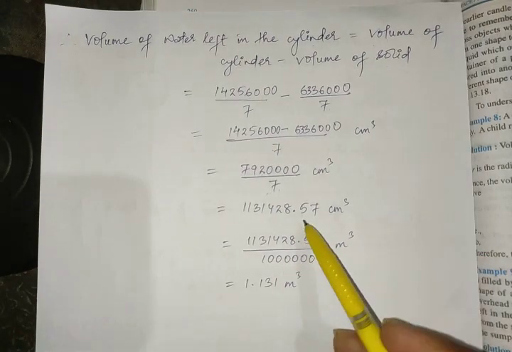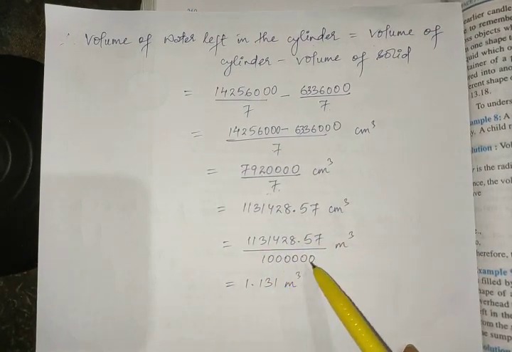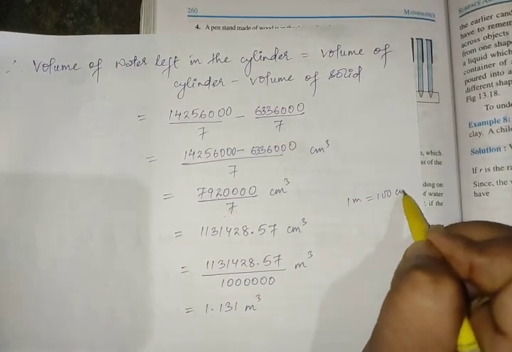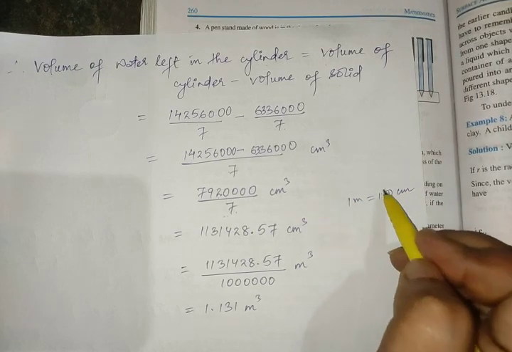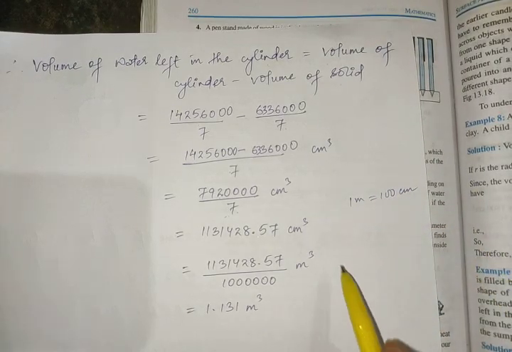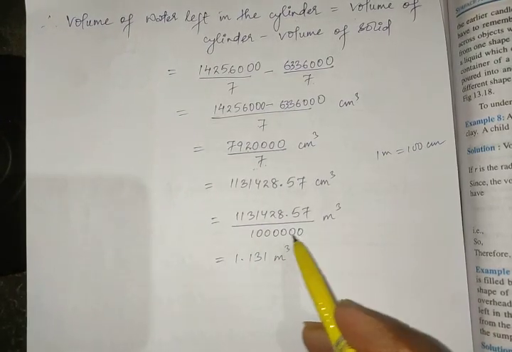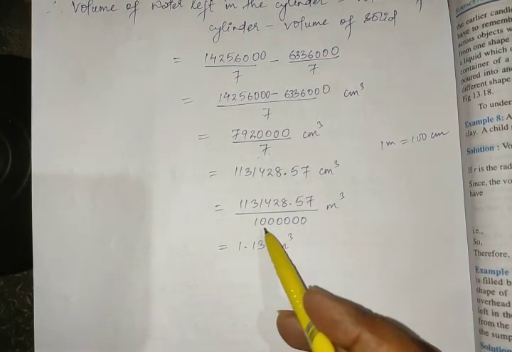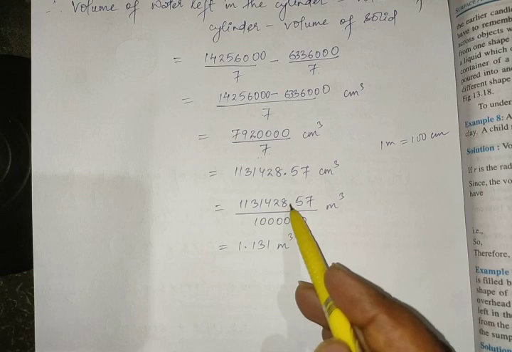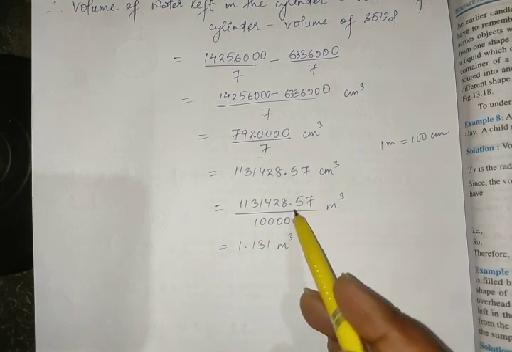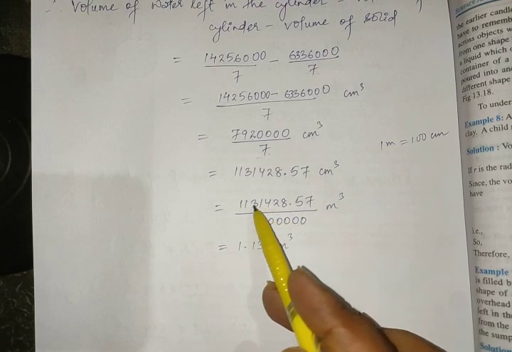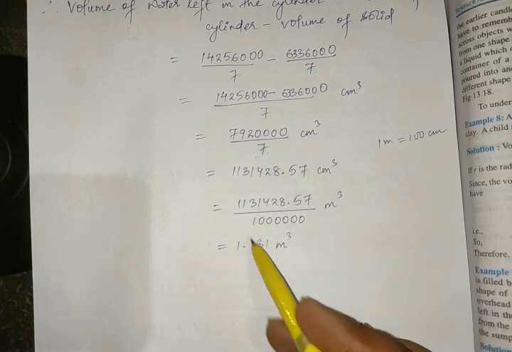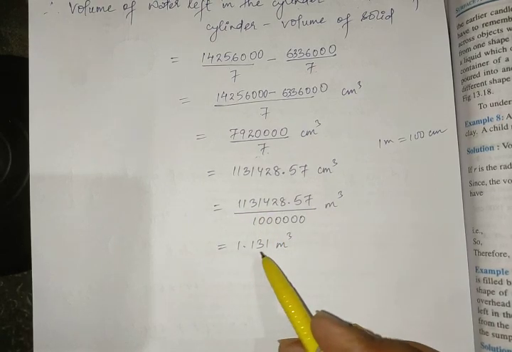In order to write in meter cube, we have to divide by 10 lakh, because it is cube. We know that 1 meter is 100 centimeter, so if you cube 100, you will get 10 lakh. So divide by 10 lakh in order to convert to meter cube. You see the number of zeros, 6 zeros are there. So how to divide? Just from this point you move 6 digits to the left: 1, 2, 3, 4, 5, 6. So the point will come here. It will be 1.131. No need to write all the digits, just 3 digits is enough. So the answer will be 1.131 meter cube.